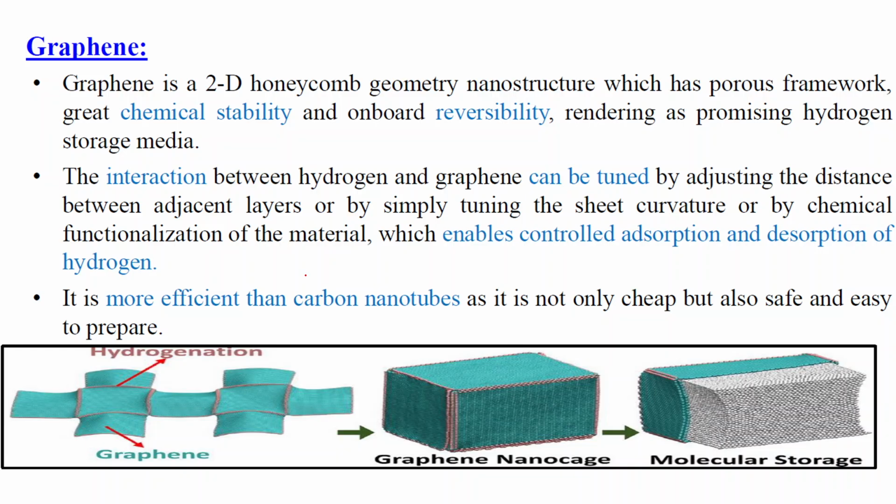Then another is graphene. As I told, graphene is a very versatile nanomaterial. It is used in almost all the fields. So graphene is a 2D honeycomb geometry nanostructure which has porous framework, great chemical stability, and onboard reversibility, rendering a promising hydrogen storage medium. The interaction between hydrogen and graphene can be tuned by adjusting the distance between the adjacent layers. We can do a lot of modification to improve the adsorption properties of these nanoparticles. Okay.